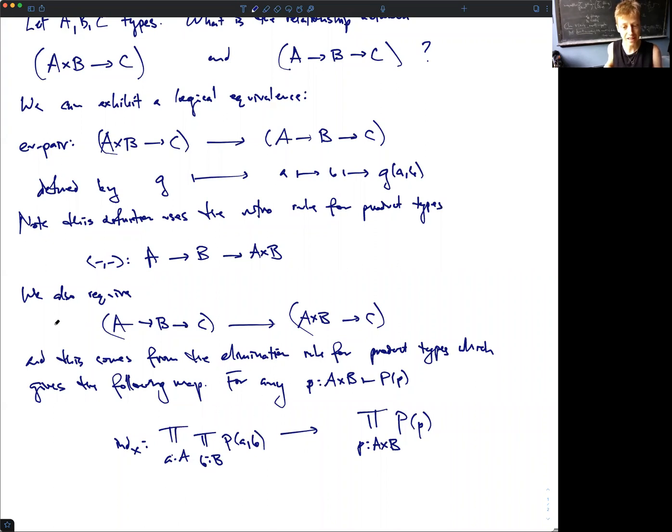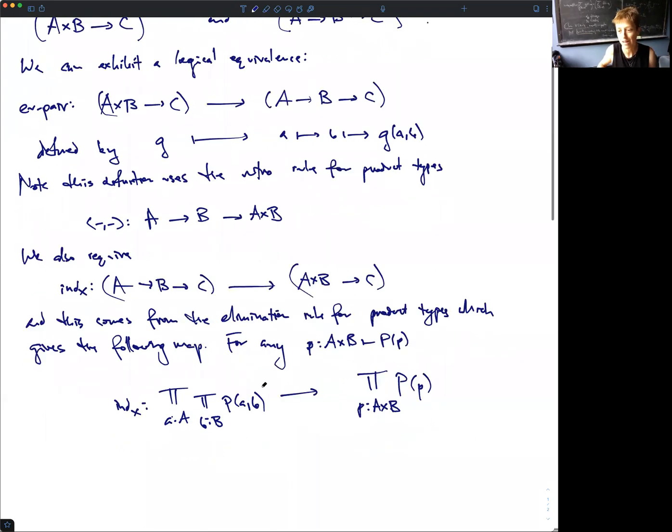So this is the function ind times, and the other direction of the logical equivalence is really just this function, but in the case where C does not depend on A and B. Here C is just a type that is independent of A and B, but we could consider it as a type family over this product just by weakening by a constant type family. And then this induction map specializes exactly to what we want.